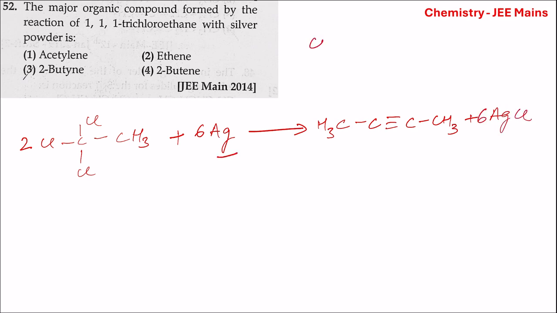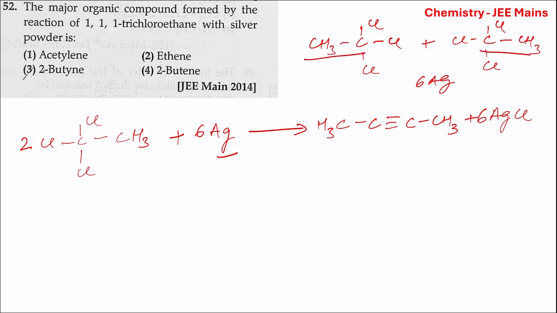Now actually what happens, this is the reactant, this is the trichloroethane. Now considering the reaction with silver, when it reacts with 6 moles of silver, there are 6 chlorine atoms. So on reacting with 6 moles of silver, these chlorine atoms are removed as silver chloride, and the CH3C parts join by a triple bond, and the product formed is 2-butyne. So the correct option is option 3.